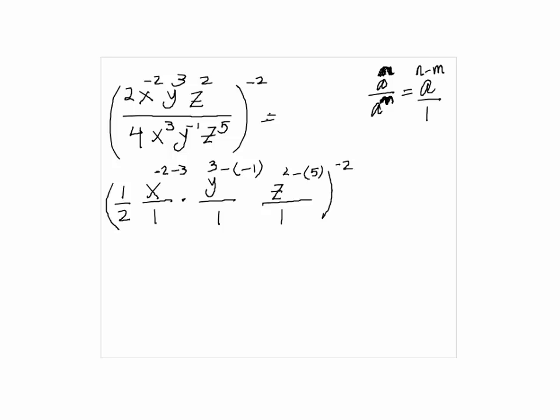So you notice that I'm not worried about the negative exponents at this point. I'm just simply simplifying this. At the top of the fraction, I would get x to the power of minus 5 and y to the power of 3 plus 1, that would be equal to 4. And this would be z to the power of 2 minus 5, that would be equal to minus 3 over 2. The whole thing would be to the power of negative 2. So now I have to use the other property, a to the power of n to the power of m.